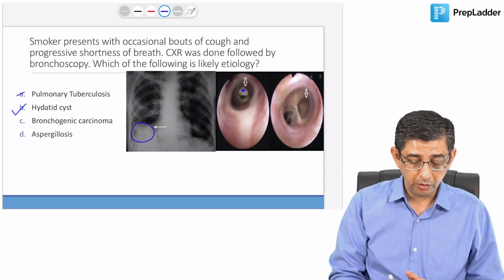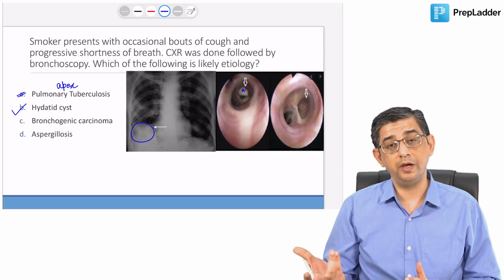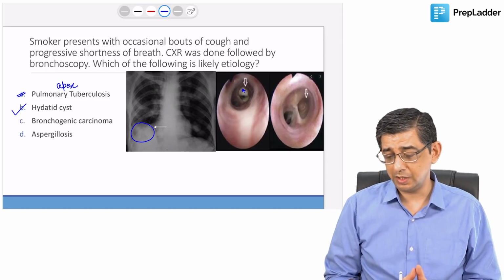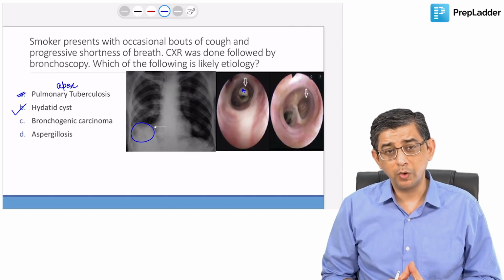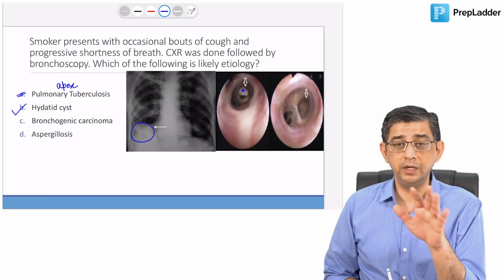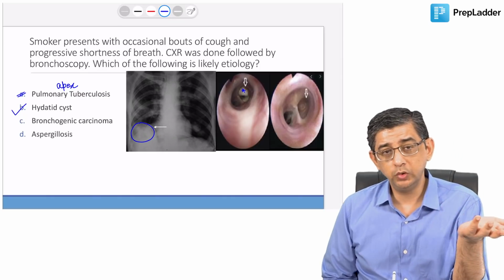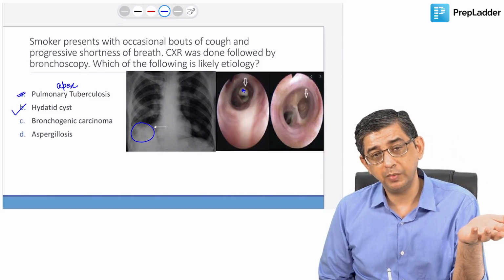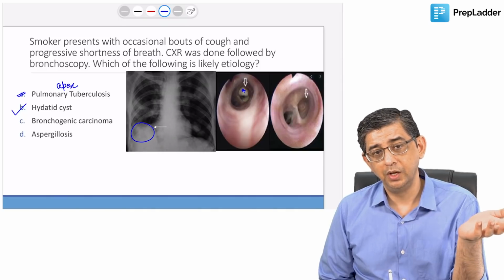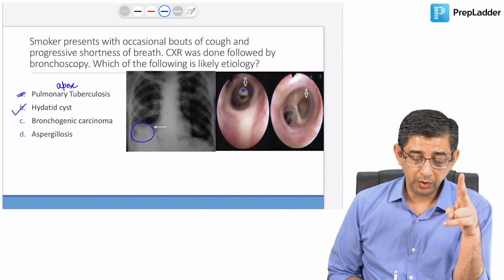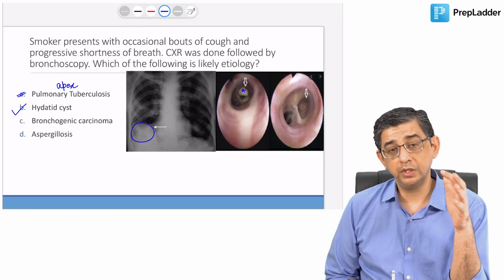Pulmonary TB is ruled out because option A will mainly be seen in the apex of the lungs, and there's no apical presentation in this case, and there's no need for doing a bronchoscopy in TB. Unless and until there is a hemoptysis, we usually do not do a bronchoscopy in a case of pulmonary tuberculosis, so that's why it is out. Most guys were confused between either a hydatid cyst or bronchogenic carcinoma.